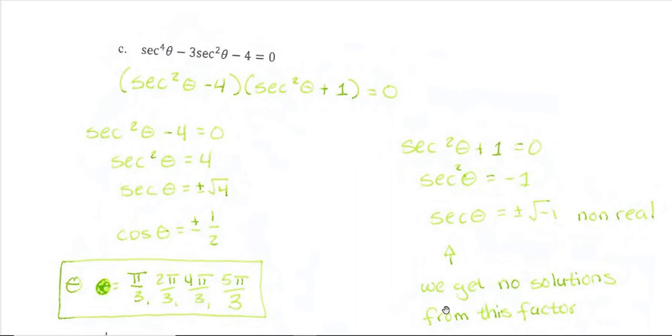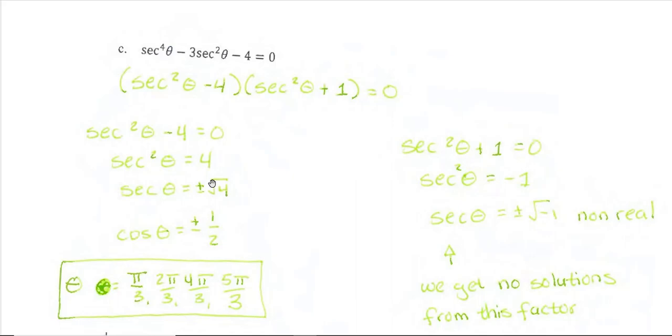That'll factor into secant squared minus 4 times secant squared plus 1. Set each of the factors equal to 0: secant squared minus 4 equals 0, and secant squared plus 1 equals 0, and solve separately. Here, we'll add 4 and then take plus or minus the square root. So we can see that your secant is positive and negative 2.